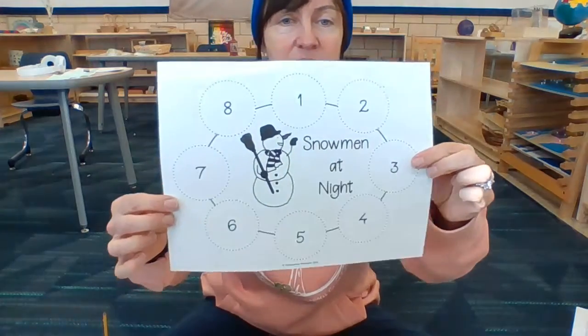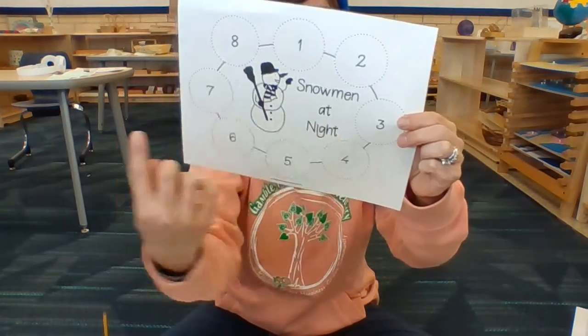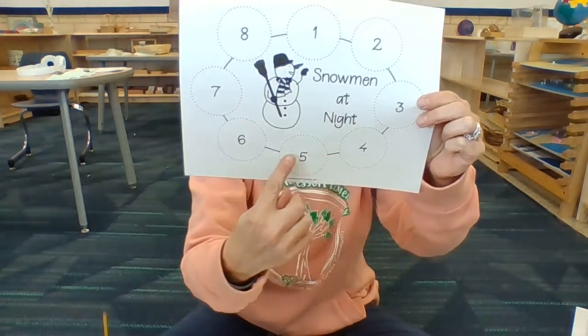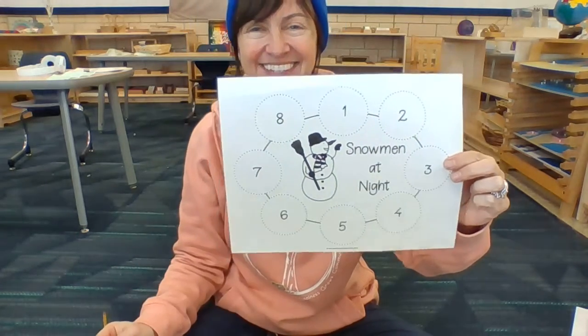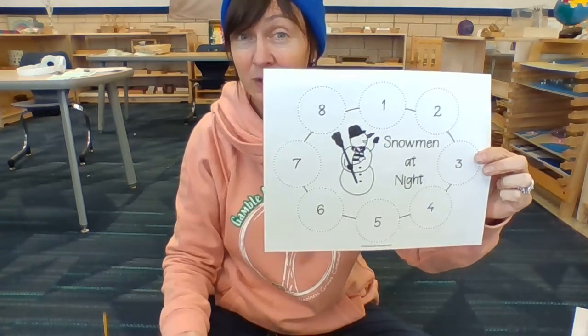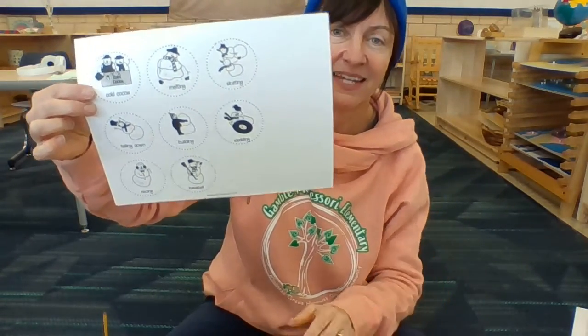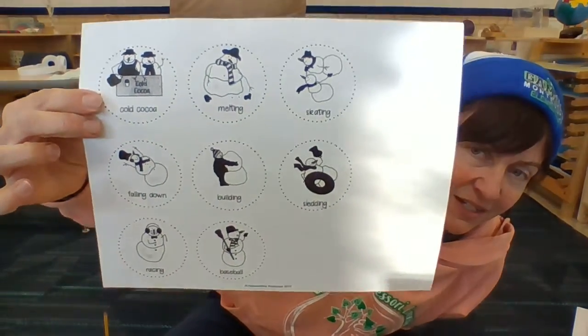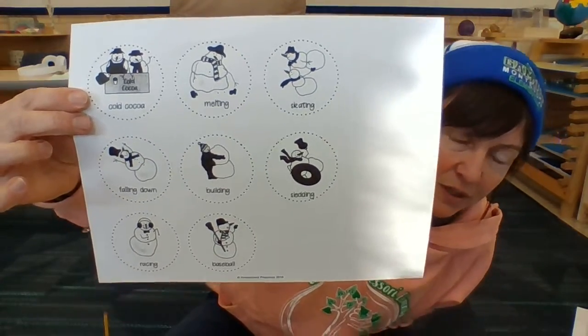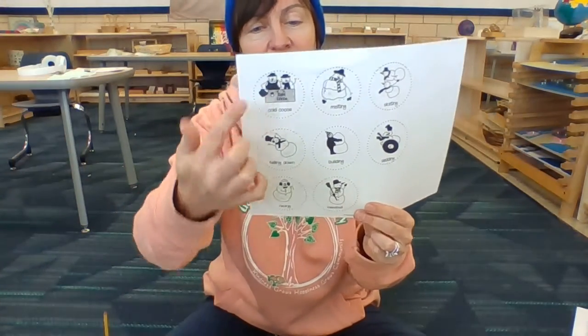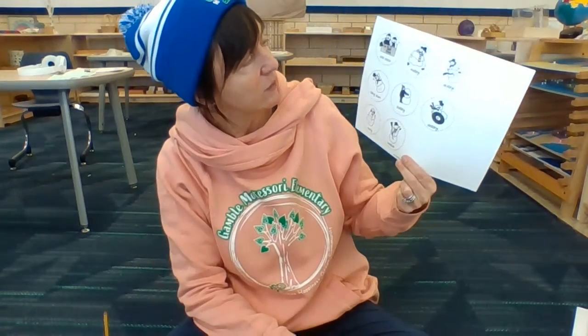Friends, for this video, you will need this Snowmen at Night paper with 1, 2, 3, 4, 5, 6, 7, 8 in the circles. Because remember, we are going to put events in order, the way that they came in the book. So you need this paper also. This paper has a picture and some words underneath, kind of like our last sequencing work.